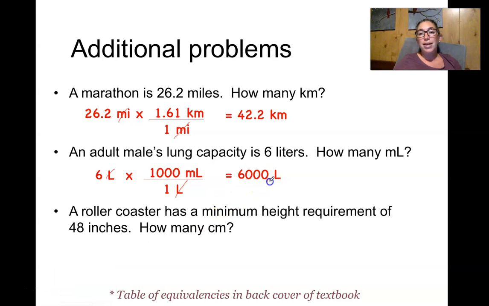6,000, so throw a little M in there. 6,000 milliliters. Last one, a roller coaster has a minimum height requirement of 48 inches. How many centimeters is that?